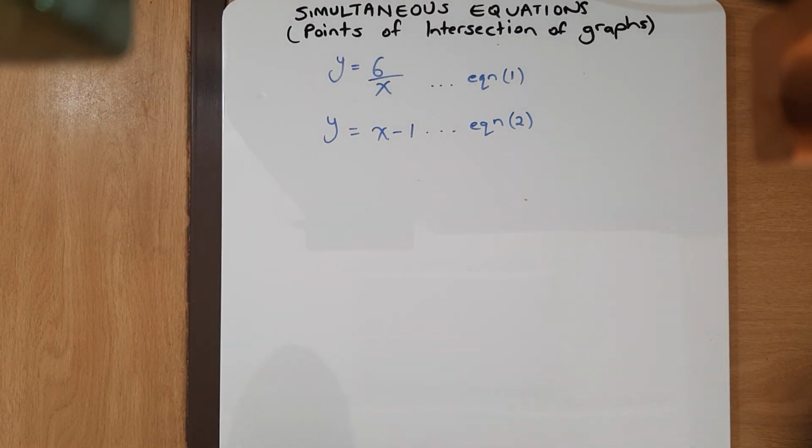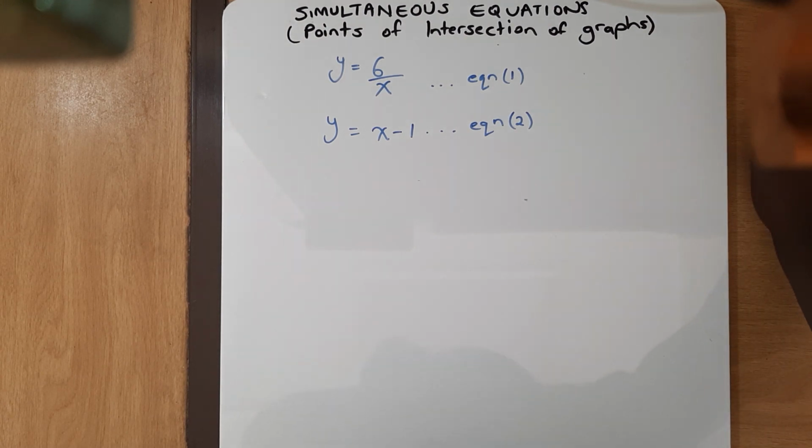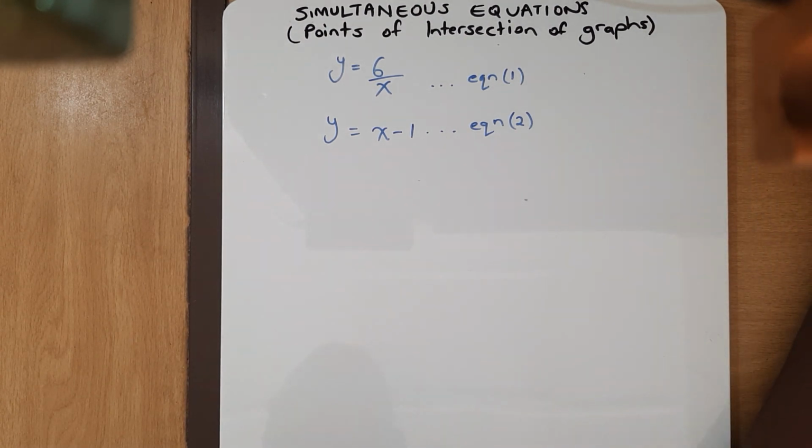Okay, so we're looking at simultaneous equations. We're continuing with simultaneous equations: points of intersection of graphs. If you're given two graphs, equation 1 represents a graph, equation 2 represents a graph.